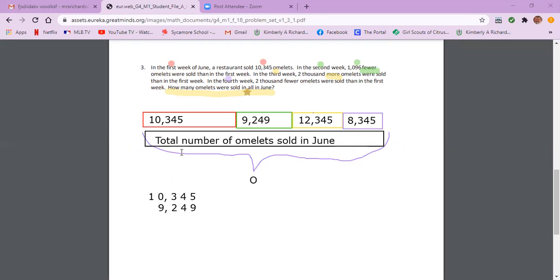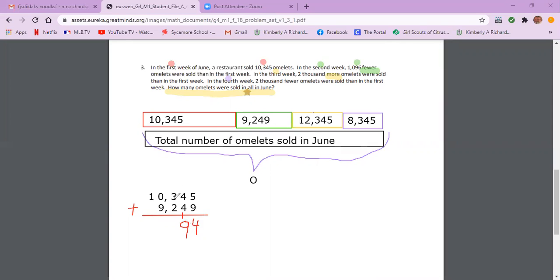Once I get this sum, then I'm going to add that to the 3rd week. Okay, so we're trying to figure out the total. So this is the 1st and 2nd weeks. So let's simply add this up. 5 plus 9 is 14. So we got our 4 ones. We're going to put our extra 10 here. So 4 tens plus 4 tens is 8 tens plus 1 more is 9 tens. 9 tens, 4 ones.